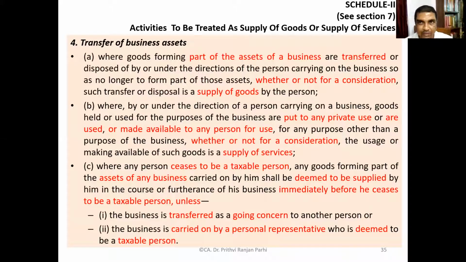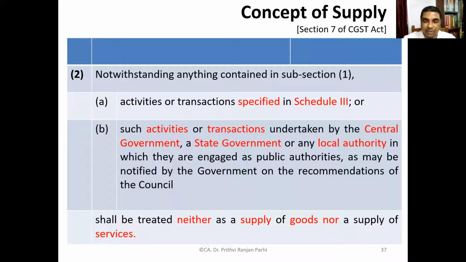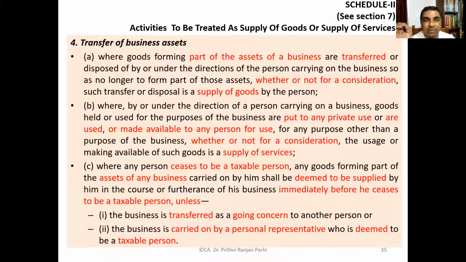Now, schedule 2 continues. Few more other points are also there. We have to go through it, though it is quite theoretical, but still it is relevant to interpret the law. Fourth point, transfer of business asset. Where goods forming a part of business are transferred or disposed of under the direction of a person carrying out the business, so as no longer to form a part of this asset, whether or not for a consideration.